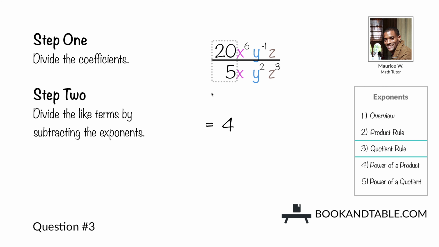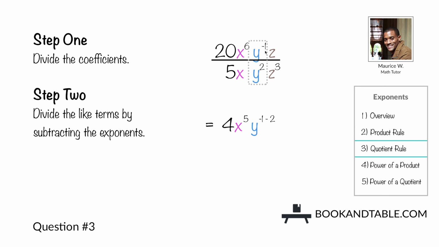So step 1, divide the coefficients. 20 divided by 5 is equal to 4. Step 2, divide the like terms by subtracting the exponents. x to the 6 divided by x is equal to x to the 6 minus 1, which is 5.